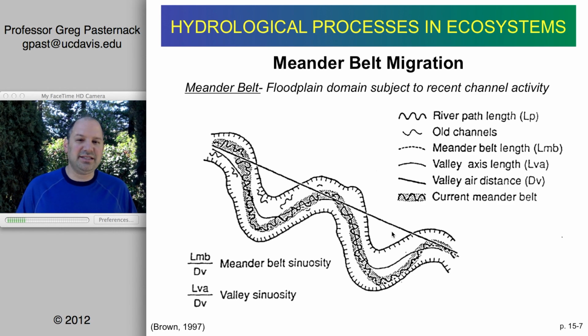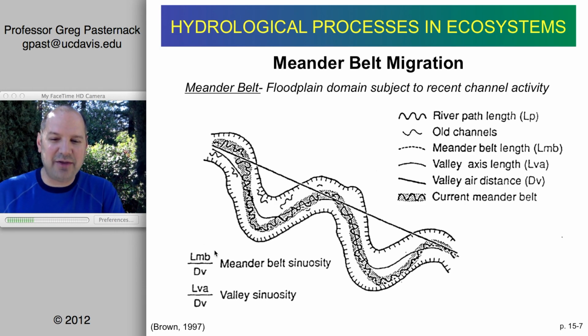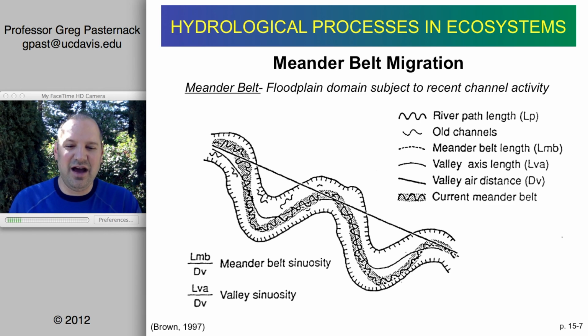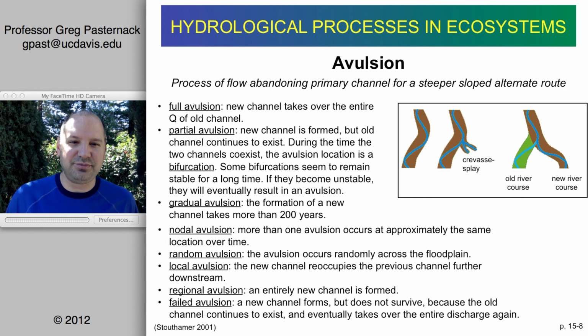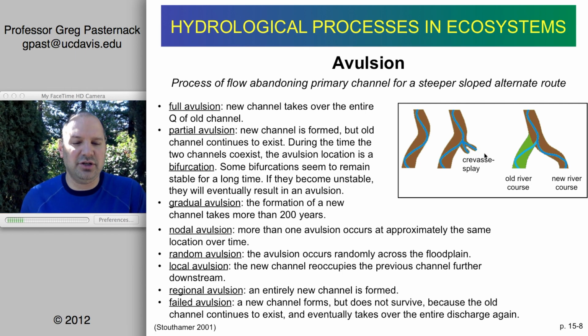So the meander belt itself can meander and move around, so there are some metrics here that we can use to determine the sinuosity of the meander belt in the valley, and I'm not going to go into that right now. Another key process that affects floodplain creation and destruction is called avulsion. It's probably something that you've never heard of, but it's a process in which you have a river, and the river begins to break out and start to head in a new direction.